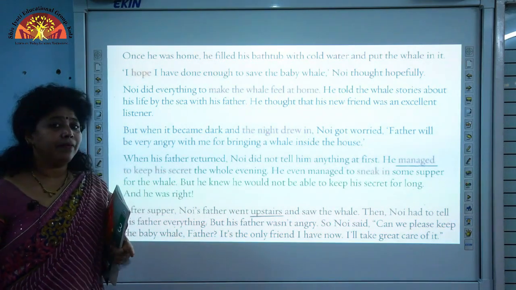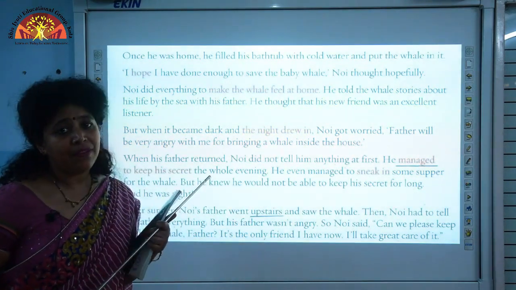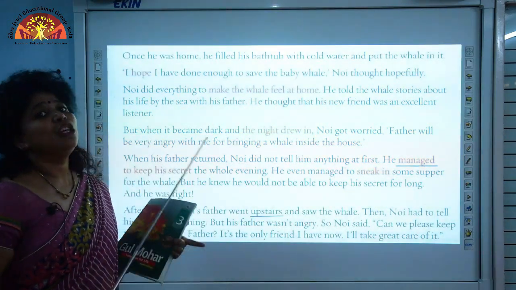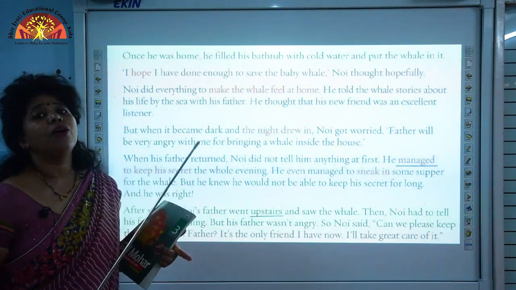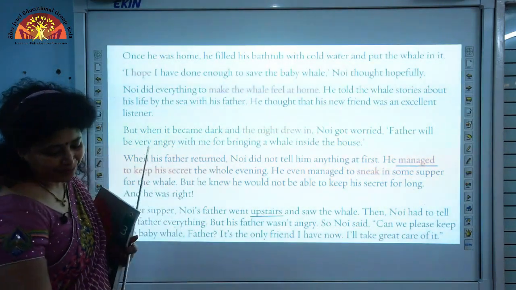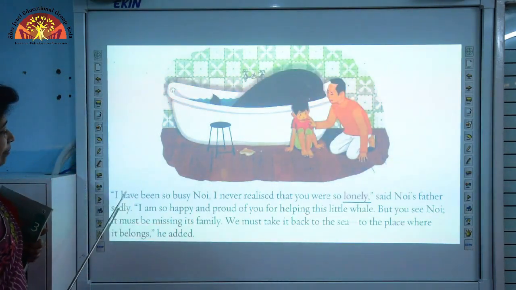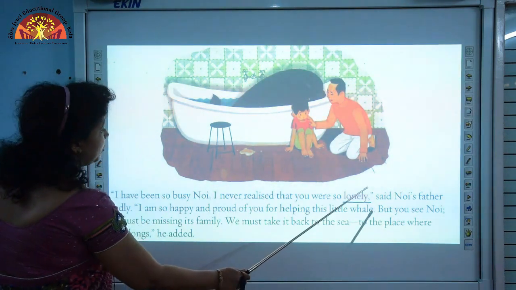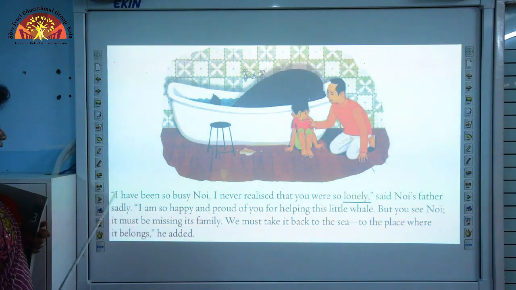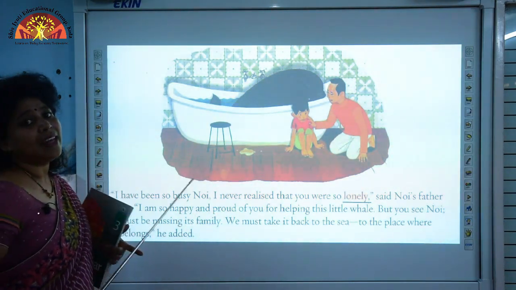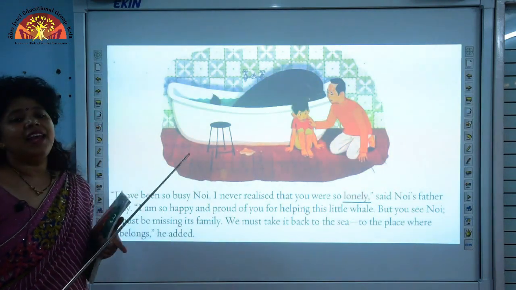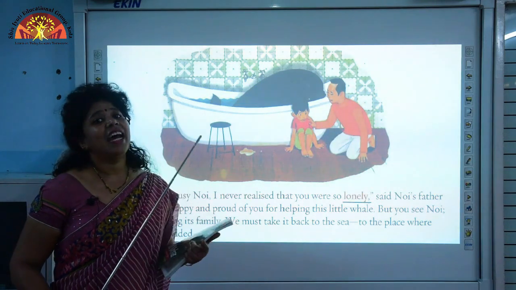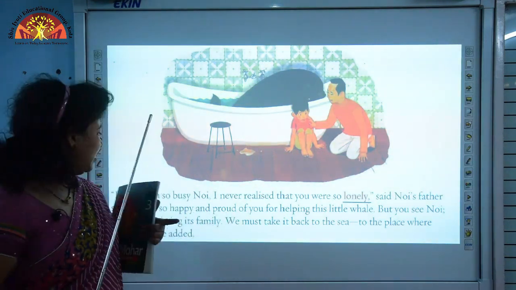So why did Noe want to keep the baby whale? Because Noe had no friends. He was a lonely boy and he found a friend in the baby whale. "I have been so busy, Noe. I never realized that you were so lonely," said Noe's father sadly. So at this moment, Noe's father realized how lonely Noe was. He felt sorry that he did not spend enough time with his son.